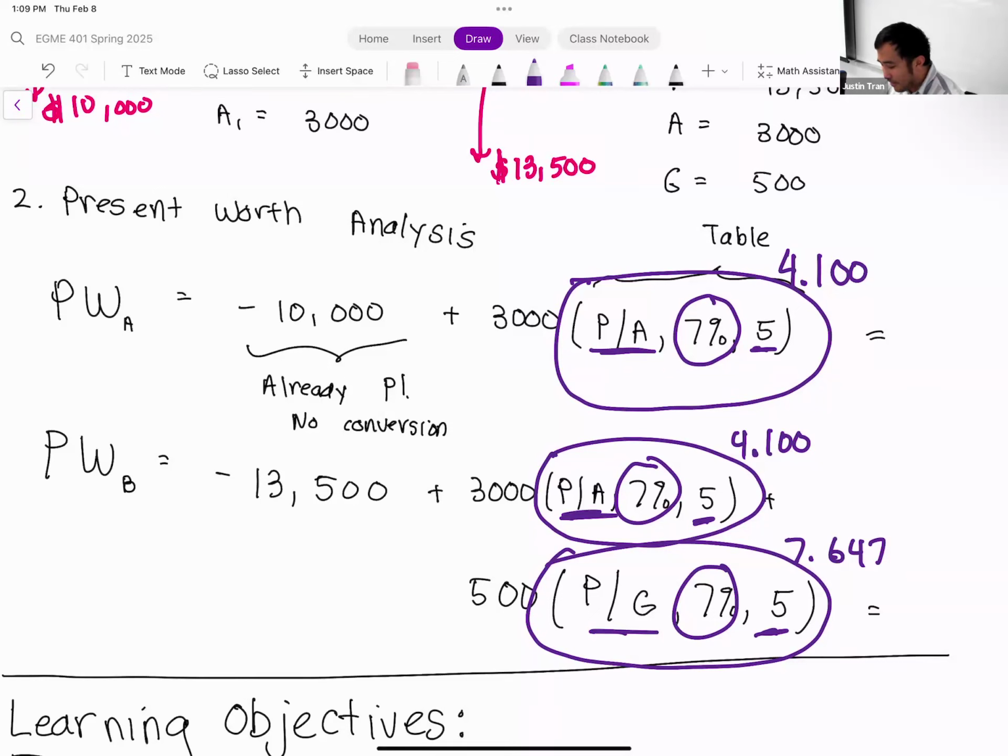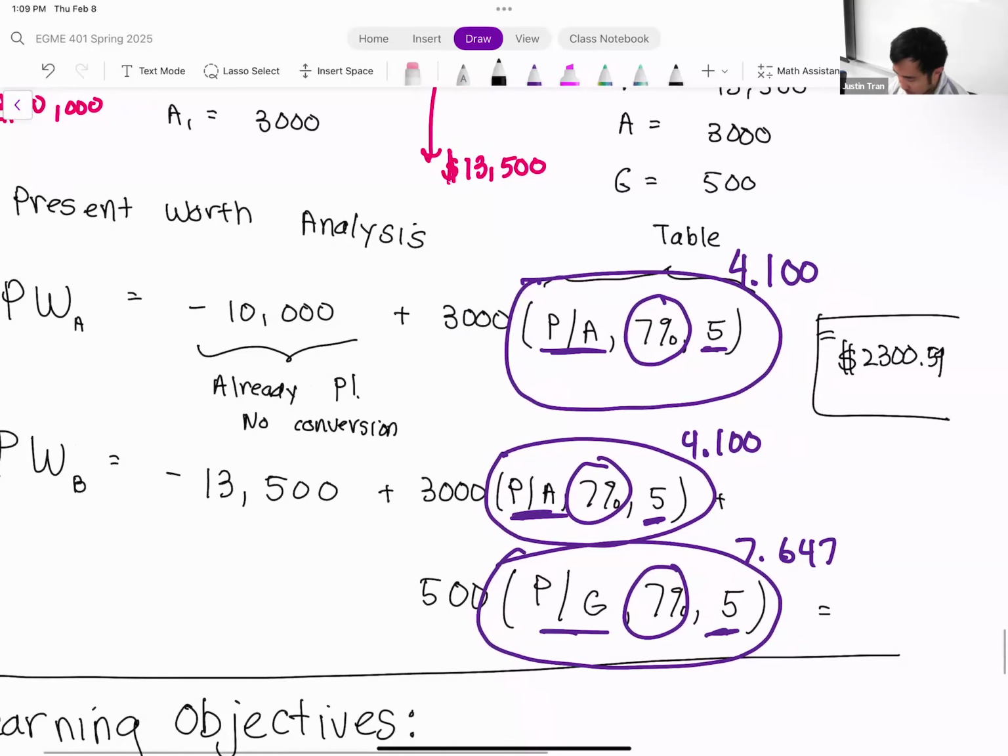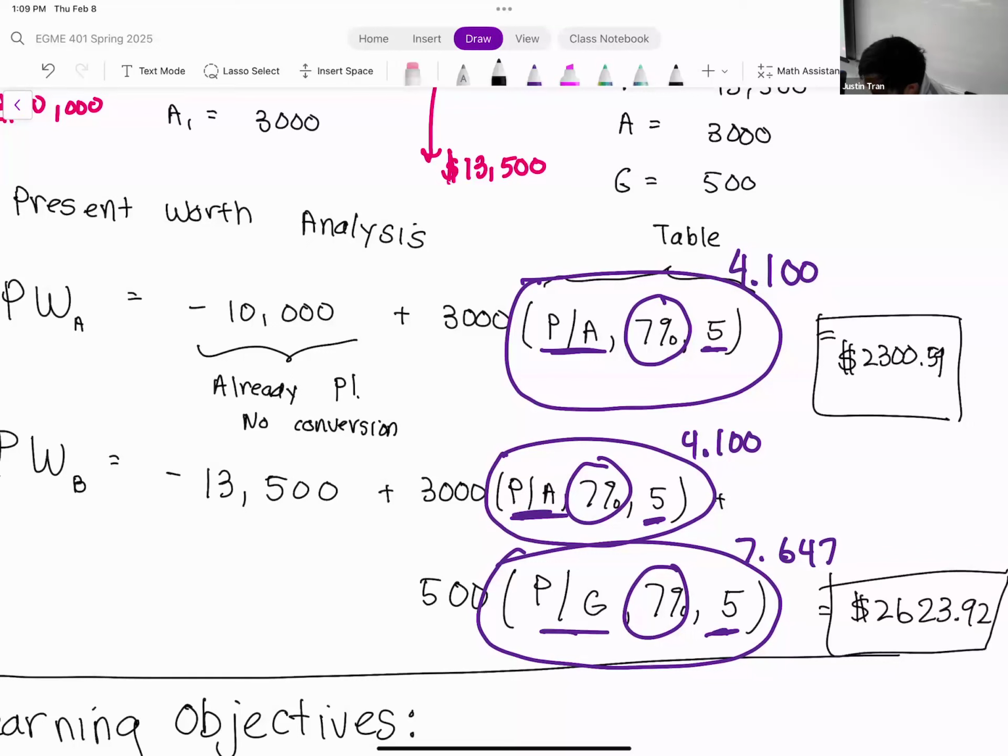Okay, so now that we have these factors in here, now it's just straight arithmetic, so we can just punch these into a calculator. For the present worth of A, we have minus 10,000 plus 3,000 times 4.1, and so we plug all of those factors in, and we get $2,359. We do the same thing for B, and so we plug this into our calculator. We get $2,623.92.